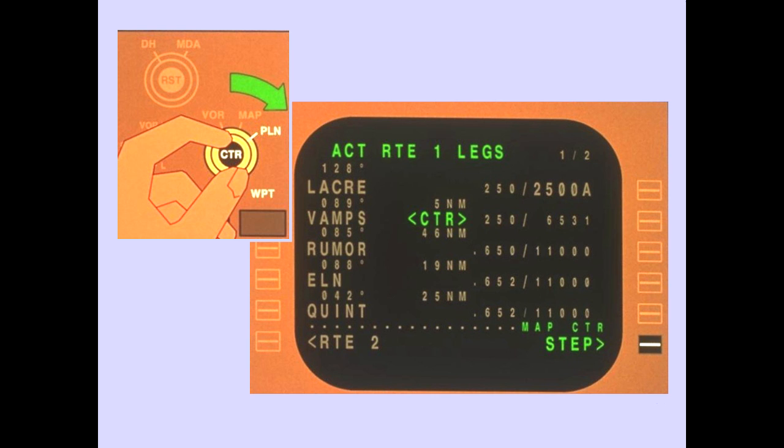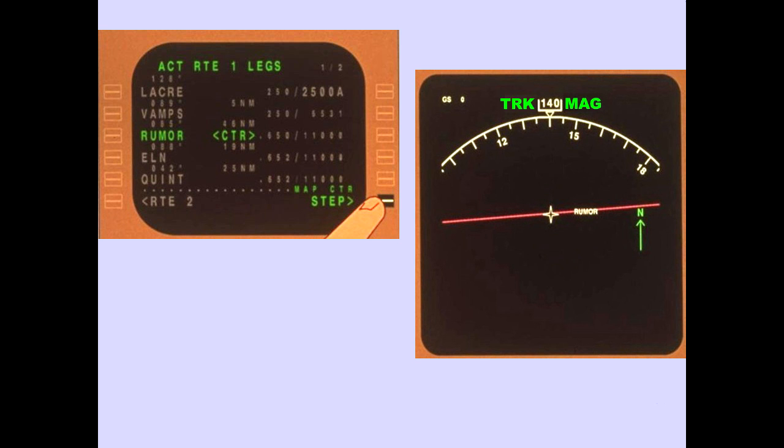Rotating the ND mode control on the EFIS control panel to plan displays the map center line with the step line select prompt on the legs page. The center annunciation indicates which waypoint is in the center of the ND. Pushing the step line select key advances the center annunciation to the next waypoint, and that waypoint is displayed in the center of the ND.